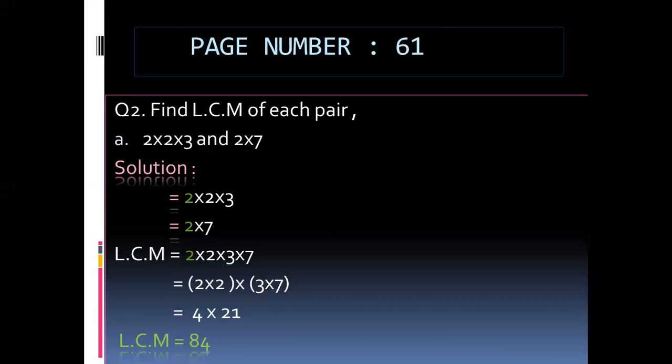So the LCM will become 84, because 2 multiplied by 2 multiplied by 3 multiplied by 7. After calculating them, we get the LCM is 84. This is the LCM of the given prime factors.